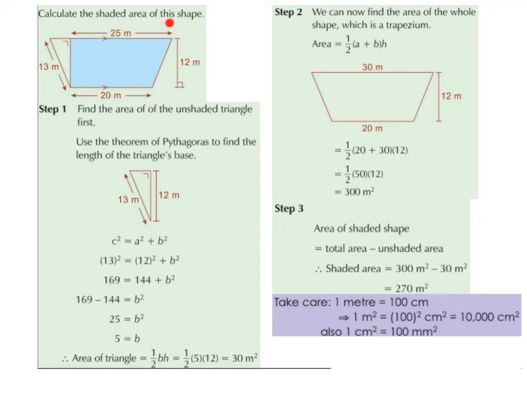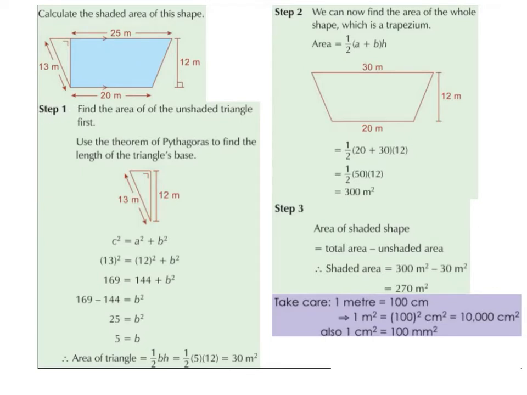Calculate the shaded area of this shape. So we're looking for the area of this blue section. What we have is a trapezium, and then we have a right angle triangle, and we're trying to find the area of the inside part.